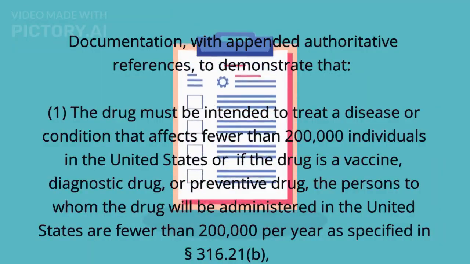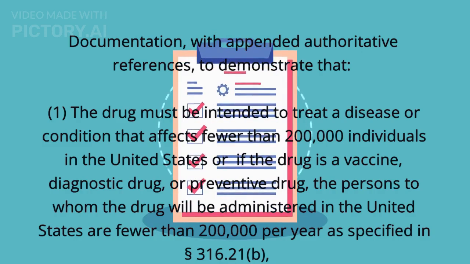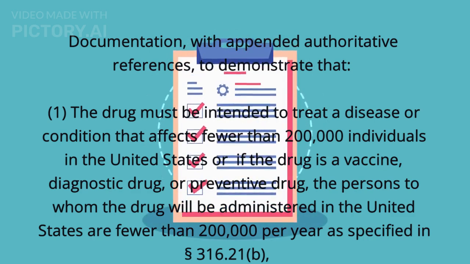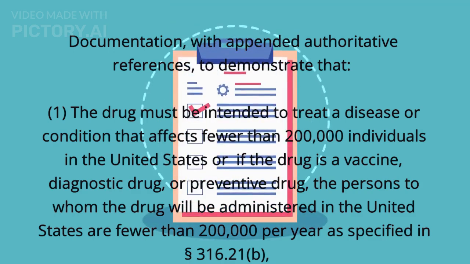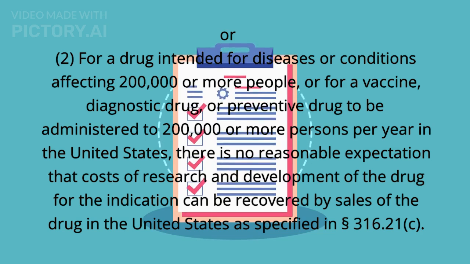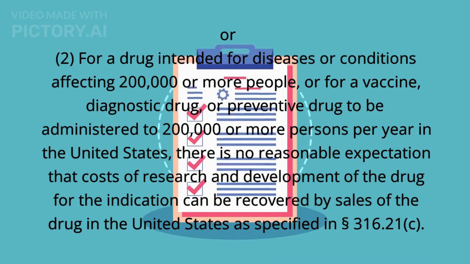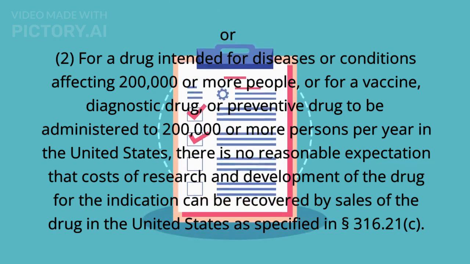Documentation, with appended authoritative references, to demonstrate that 1. The drug must be intended to treat a disease or condition that affects fewer than 200,000 individuals in the United States, or, if the drug is a vaccine, diagnostic drug, or preventive drug, the persons to whom the drug will be administered in the United States are fewer than 200,000 per year as specified in Section 316.21(b), or 2. For a drug intended for diseases or conditions affecting 200,000 or more people, or for a vaccine, diagnostic drug, or preventive drug to be administered to 200,000 or more persons per year in the United States, there is no reasonable expectation that costs of research and development of the drug for the indication can be recovered by sales of the drug in the United States as specified in Section 316.21(c).